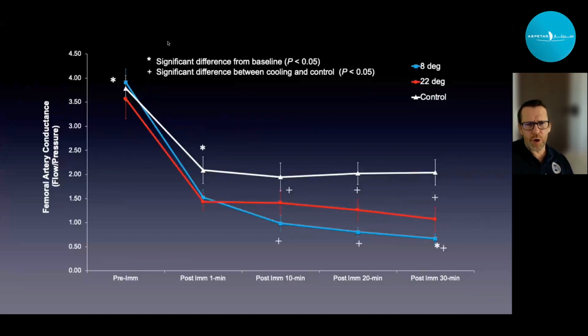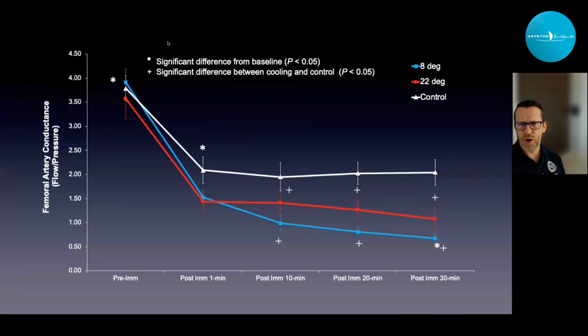Here is the femoral artery flow. In this case, it's called artery conductance, but effectively this is the blood flow controlled for blood pressure. And what you can see here is that, compared with the control, we saw a big drop in the femoral artery flow in both of the cooling conditions, and the level of drop was very similar between the two cooling conditions.